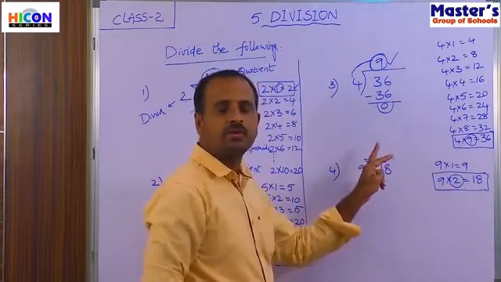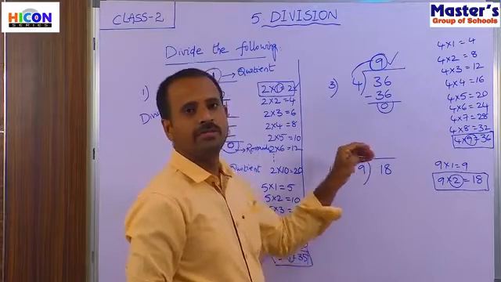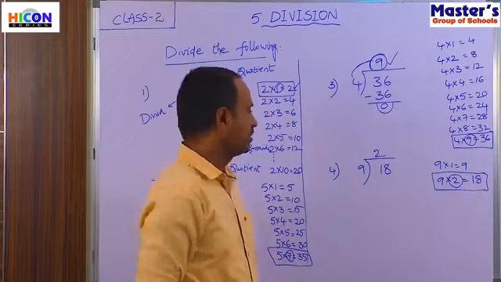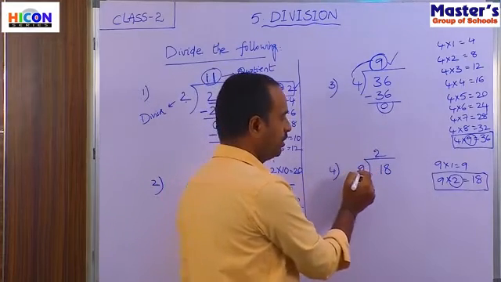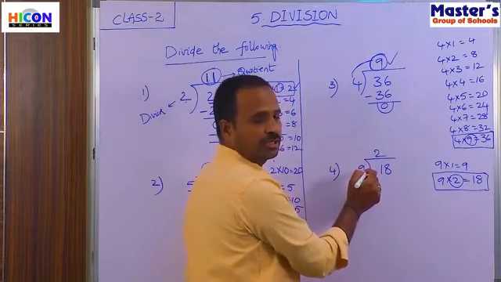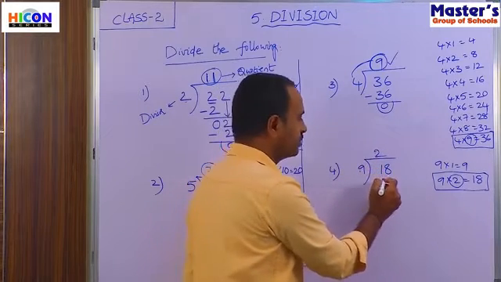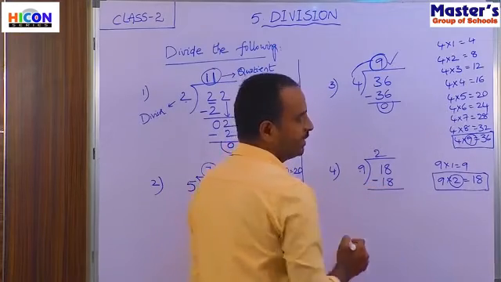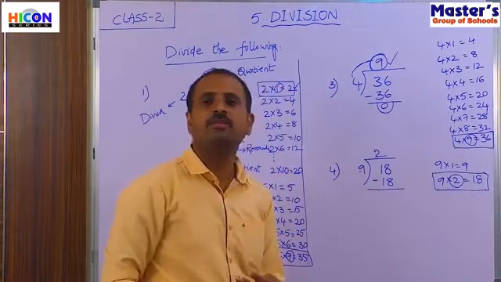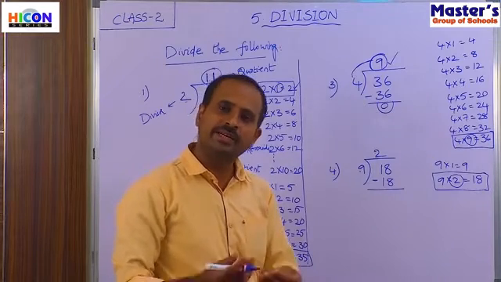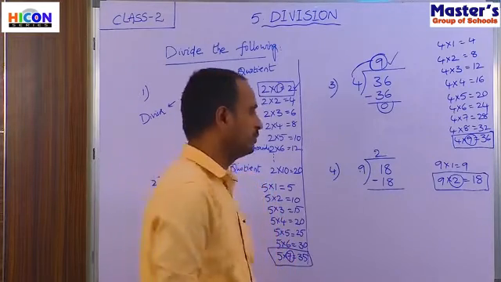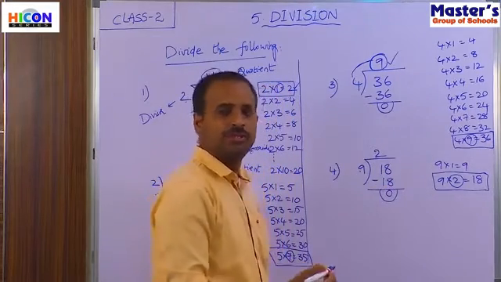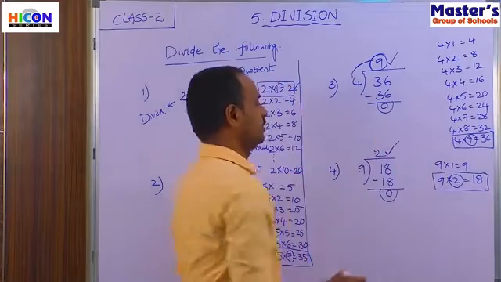So write 2 in the quotient on the line above the dividend. Now multiply 9 into 2, that is, multiply the divisor and quotient. 9 twos are 18. And subtract 18. So 18 minus 18, how much? 18 minus 18, you will get 0. Children, what is the answer here? The answer is the quotient. What is the quotient? 2. So the answer is 2.